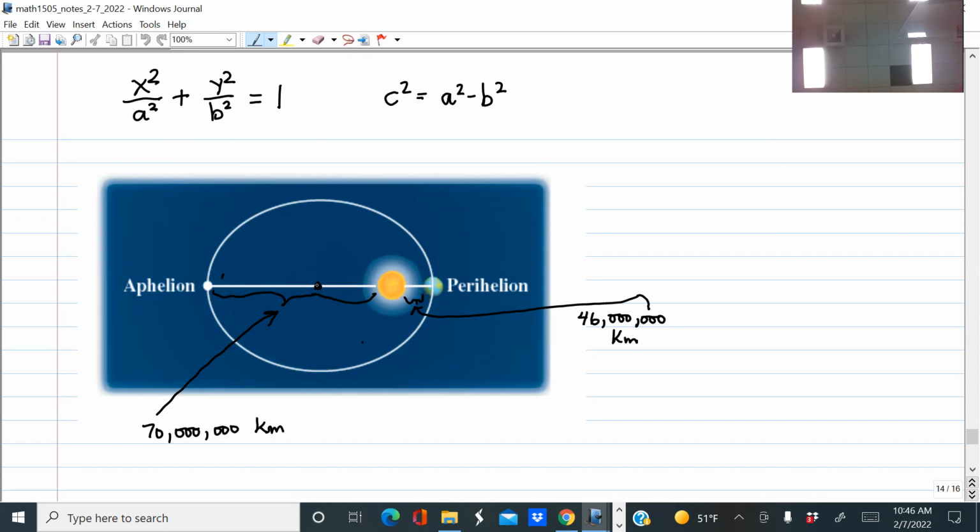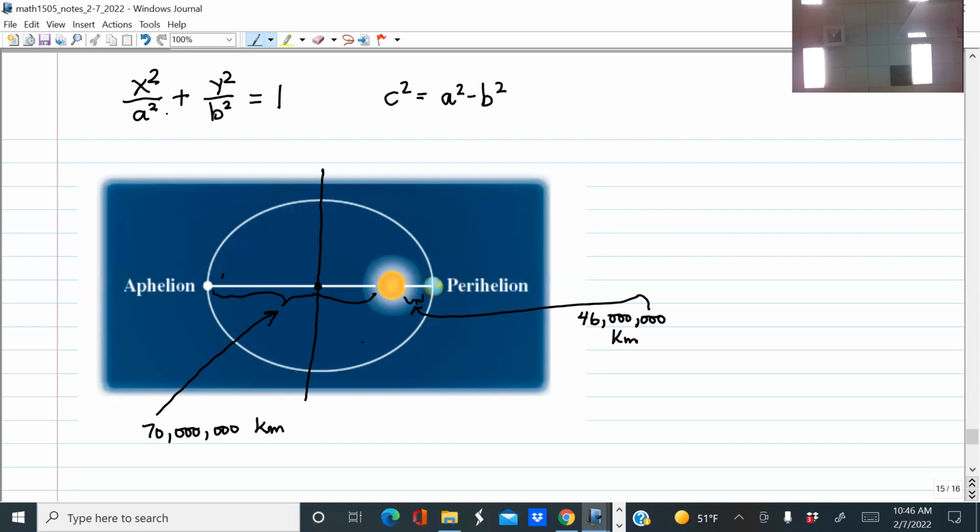So we've got the center of the ellipse, which is not the sun. The sun is at the focus of the ellipse. We've got the center of the ellipse positioned at 0, 0 on a rectangular coordinate system. So we've superimposed a rectangular coordinate system on this picture, and got the center of that ellipse right there at 0, 0.